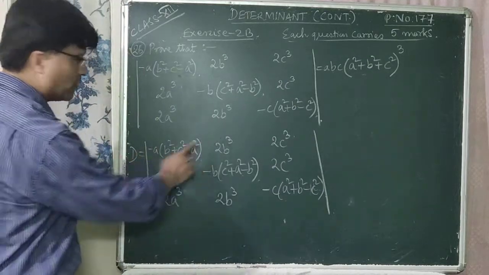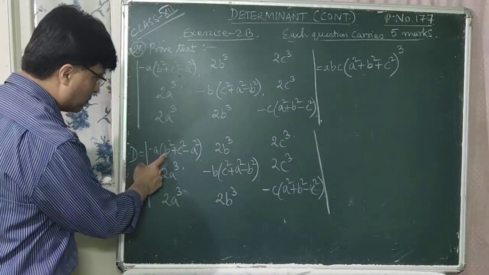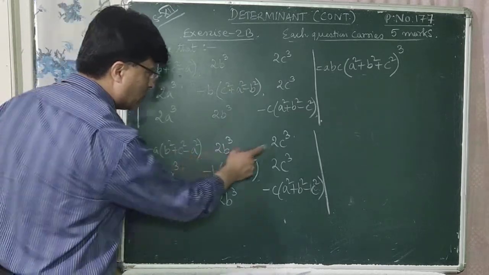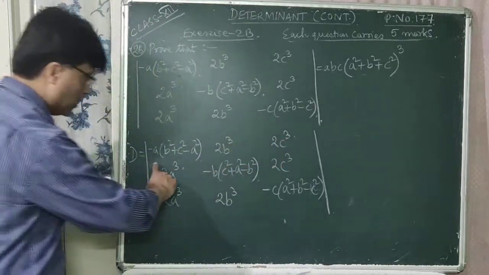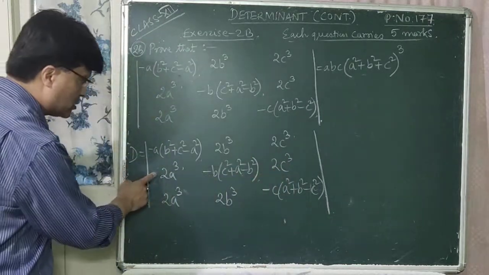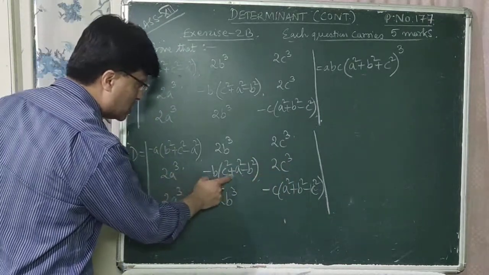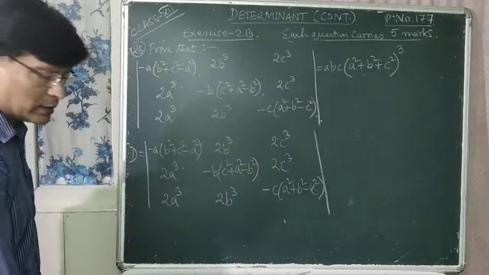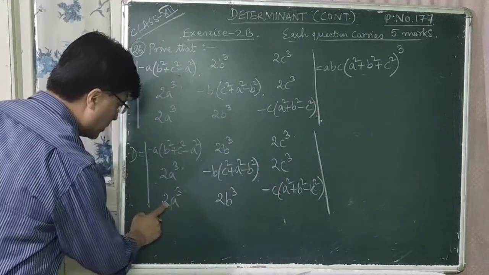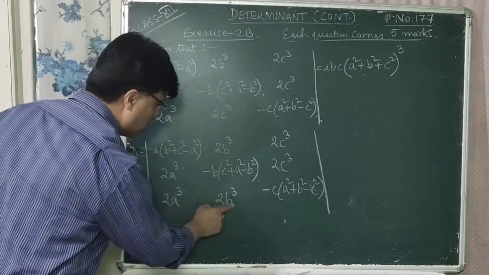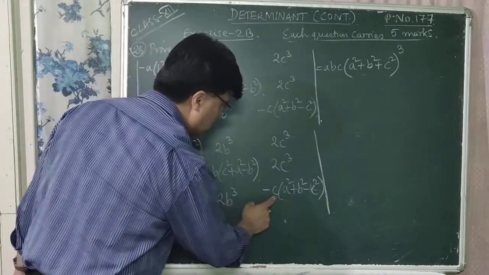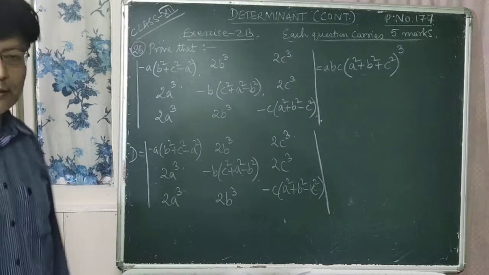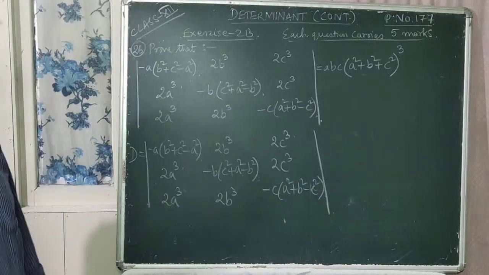D is equal to, what is the first row? Minus a within bracket b square plus c square minus a square. This is the first element. 2b cubed, second element. 2c cubed, third element. In the second row, what is the first element? 2a cubed. Minus b into c square plus a square minus b square, second element. 2c cubed, third element. And in the third row, 2a cubed, first element. 2b cubed, second element. And minus c into a square plus b square minus c square is the third element. Right? So let us simplify it.